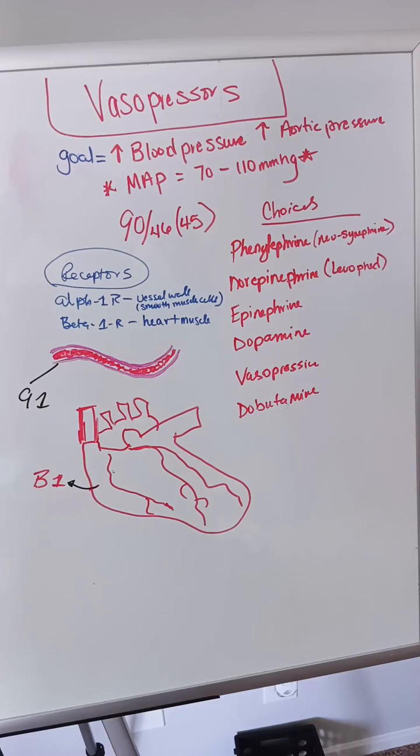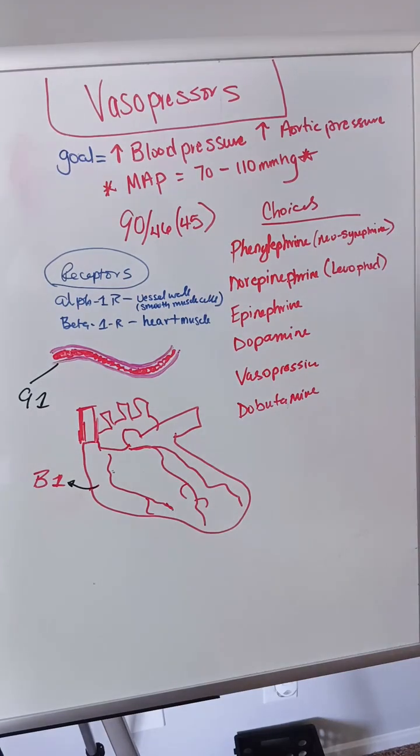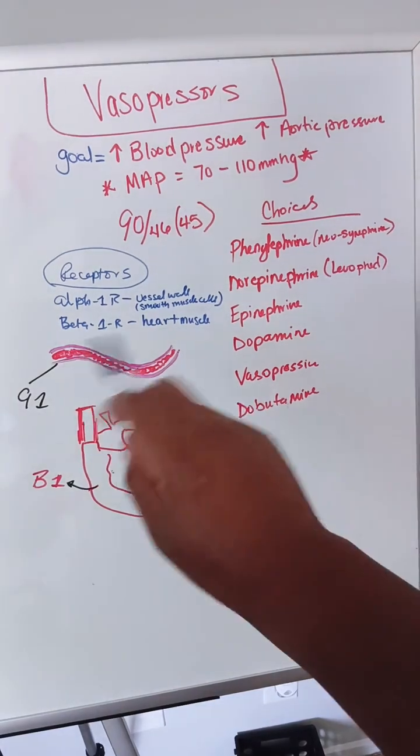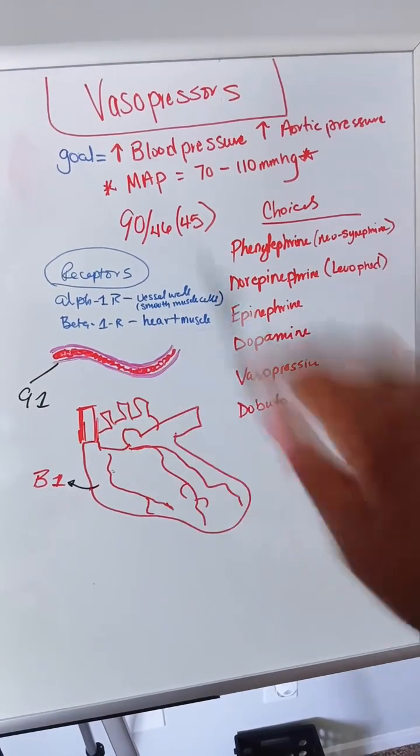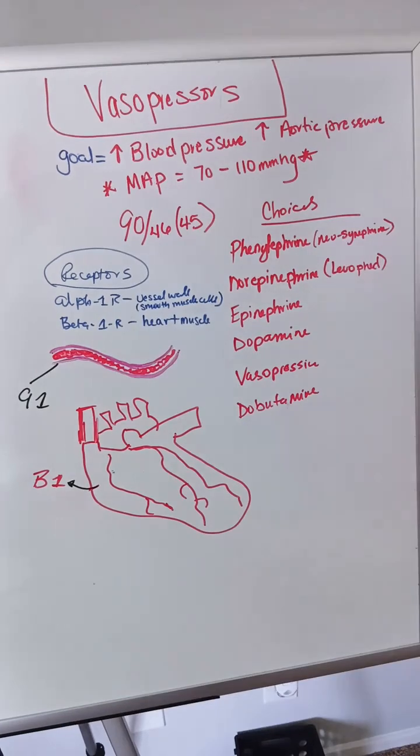Phenylephrine is going to bind to alpha 1 receptors. And remember what I said, if it binds to alpha 1 receptors, its focus is on the blood vessel, vasoconstricting the blood vessel. It doesn't have the beta 1 effect, so it's not going to affect your heart muscle directly. It's going to focus on the vessel wall, the alpha 1 receptors. Because it does that, it's going to do the vasoconstriction that we need it to do, therefore increasing the patient's blood pressure.